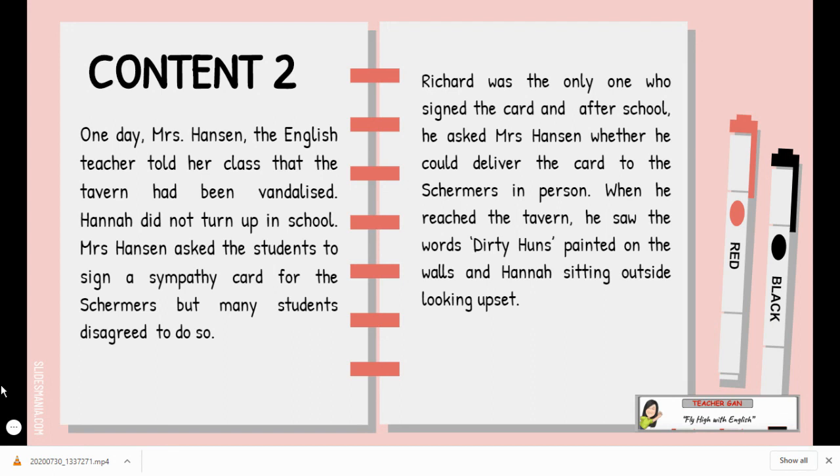Content 2. One day, Mrs. Hanson, the English teacher, told her class that the tavern had been vandalized. Hannah did not turn up in school. Mrs. Hanson asked the students to sign a sympathy card for the Schirmers, but many students disagreed to do so. Richard was the only one who signed the card, and after school, he asked Mrs. Hanson whether he could deliver the card to the Schirmers in person. When he reached the tavern, he saw the words Dirty Hands painted on the walls and Hannah sitting outside looking upset. So this is a very sad incident for Hannah.